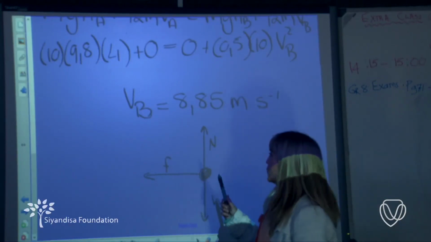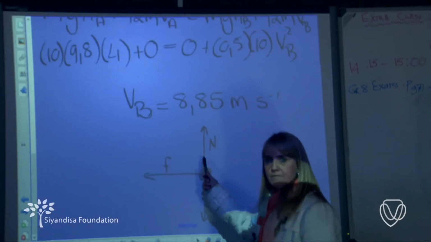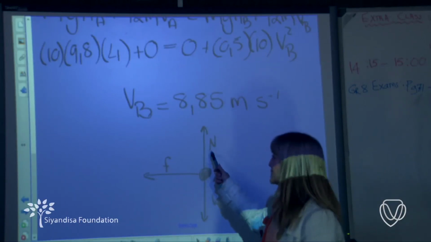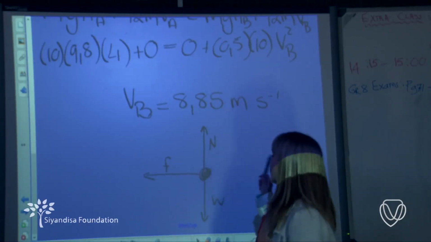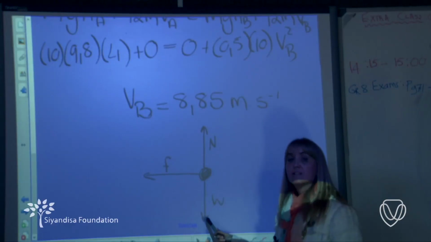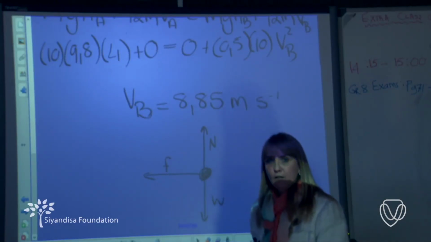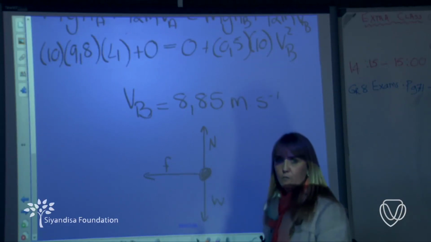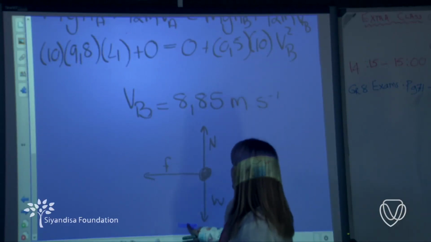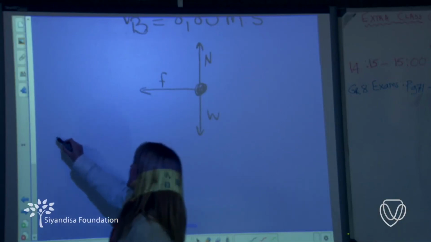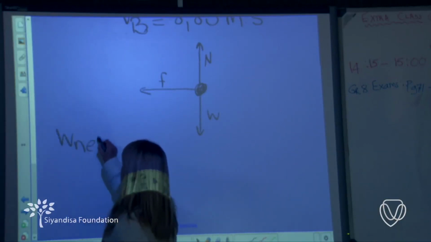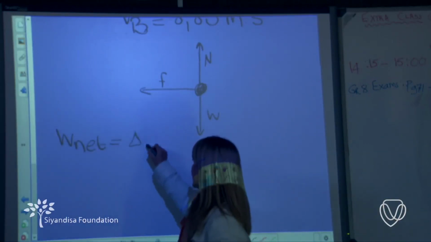What is the work done by the normal force? You should know this one by now. It's going to be 0. What is the work done by weight? It's also going to be 0. So the only force doing work on this object is the frictional force. Right, so we can now use Wnet is equal to delta Ek.